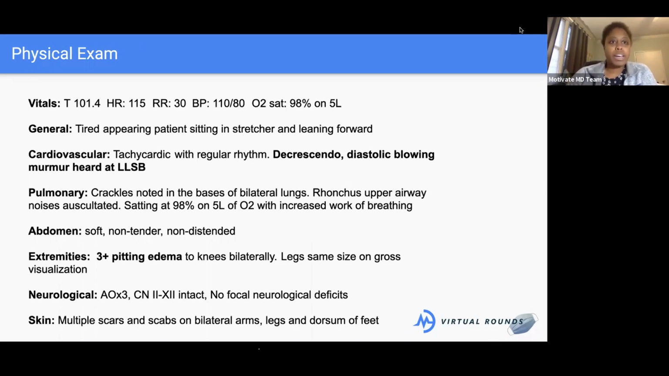this patient's vitals, when he first came in, his temperature was 101.4 degrees Fahrenheit. Heart rate was 115. His respiratory rate was 30. Any thoughts on if a 30 respiratory rate is high or low or normal?